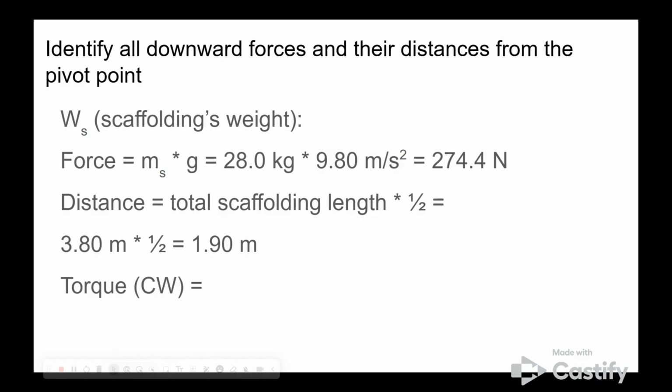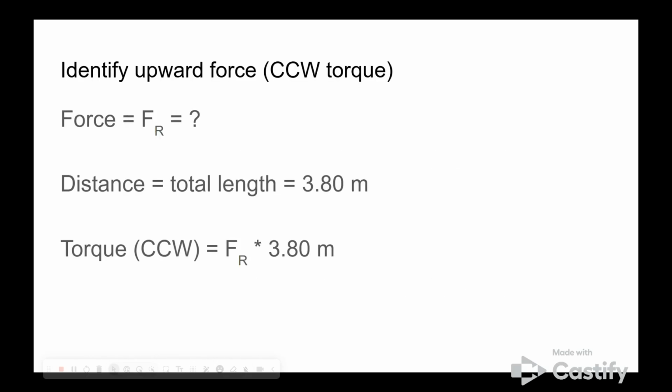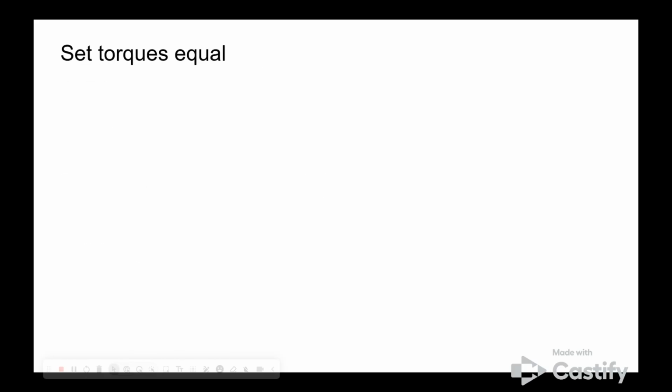Then for our clockwise torque, we multiply the force times the distance, and we get 521.36 newton meters. Now we identify the upward forces, which give the counterclockwise torque. So we have our force of the right support, which we're trying to find, and the distance is the total length, so that's 3.8. Our counterclockwise torque is the force of the right support times the distance.